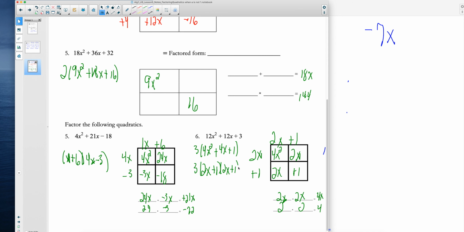plus 1. All right, so that does it for factoring for today. Once again, you have the full notes to access if you need to look back on anything.